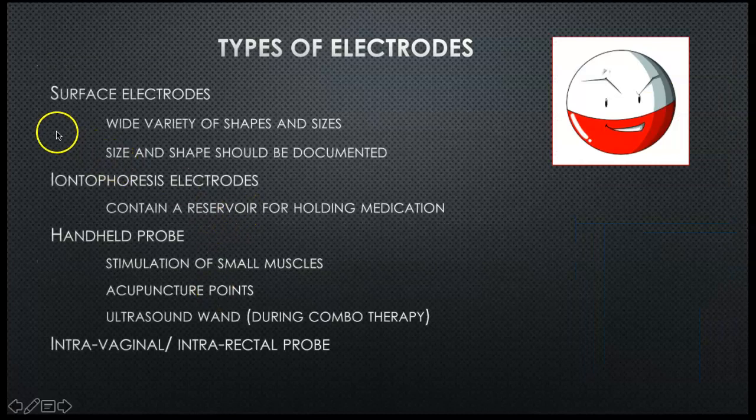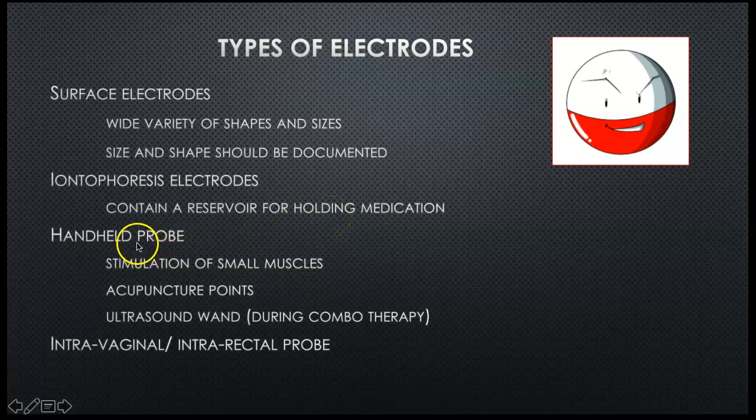There are different types of electrodes. There are surface electrodes, which are the most common. There are tons of different shapes and sizes, and when you put them on, you need to document what size and shape you used on your patient. Iontophoresis electrodes are very unique, and they have a little reservoir. It looks like a little cotton pad that you put the liquid medication on.